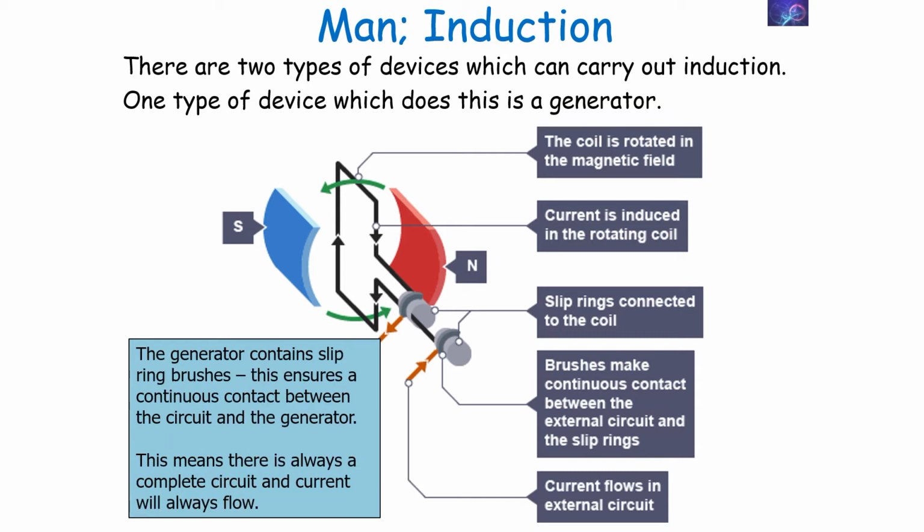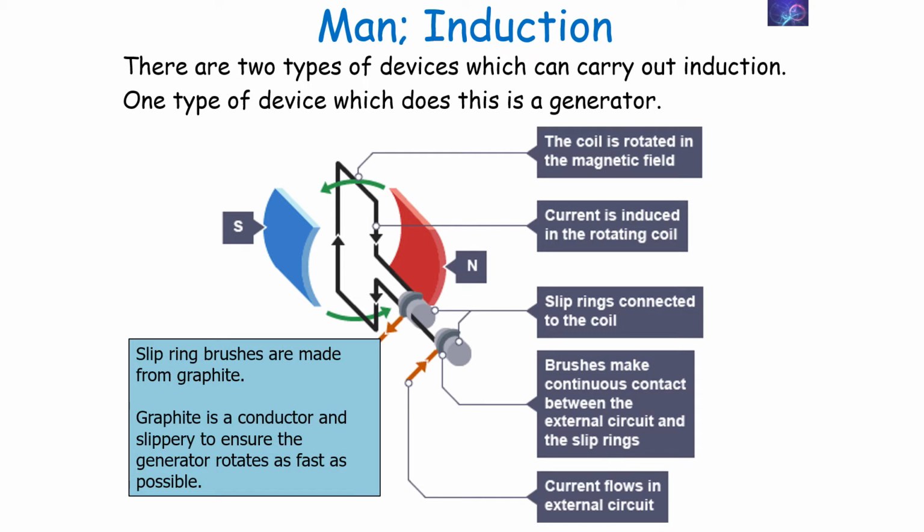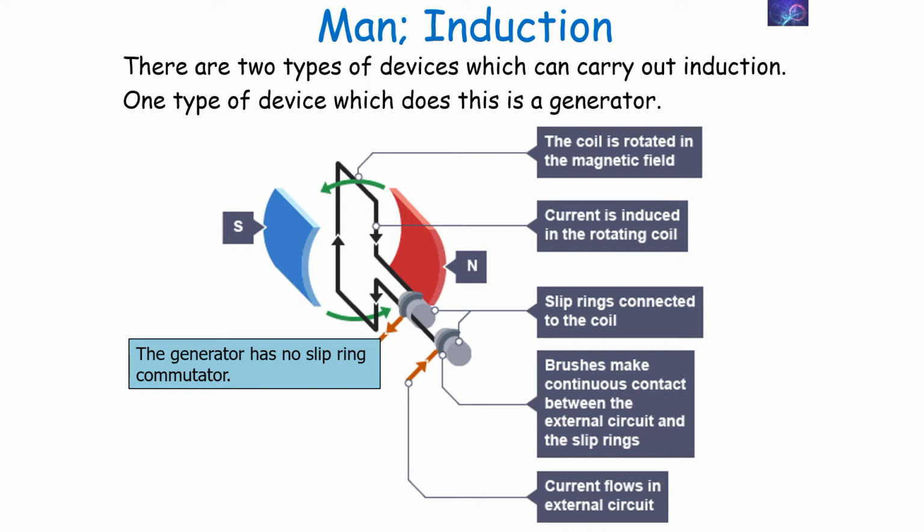Now, the generator also contains slip ring brushes. This ensures a continuous contact between the circuit and the generator, so there's always a complete circuit and current will always flow in this generator. Now, the slip ring brushes are made from graphite. We use graphite because it's a conductor and it's slippery, so it ensures the generator rotates as fast as possible. Please note that a generator does not have any slip ring commutators.